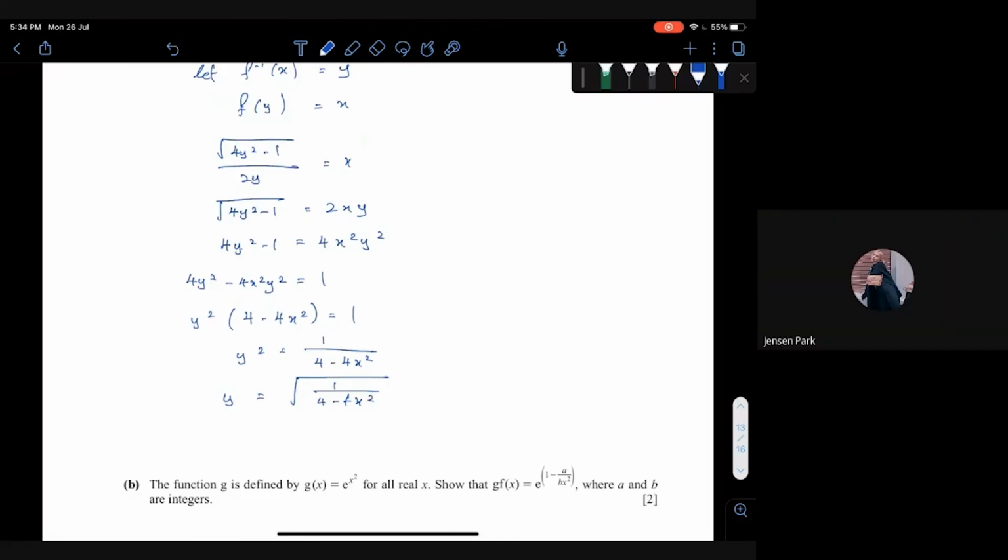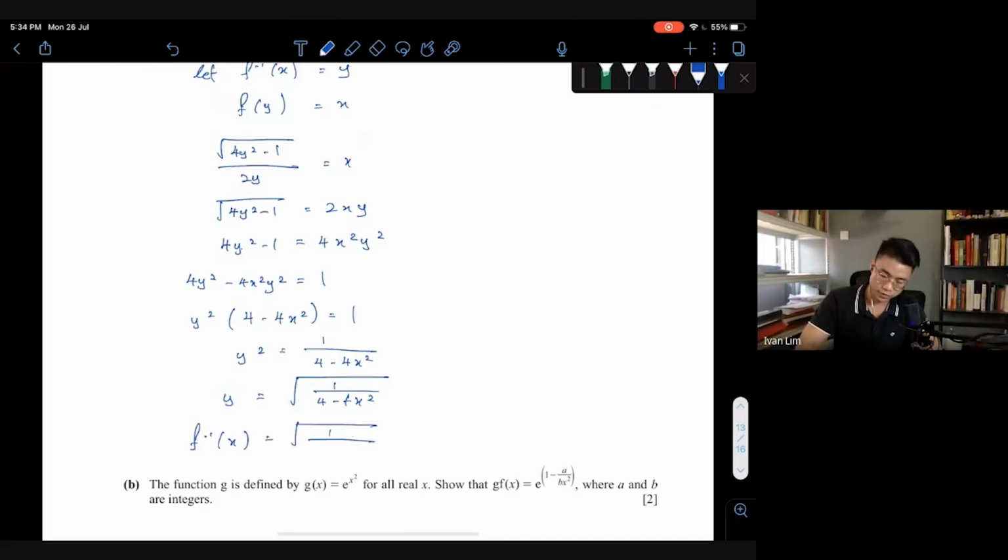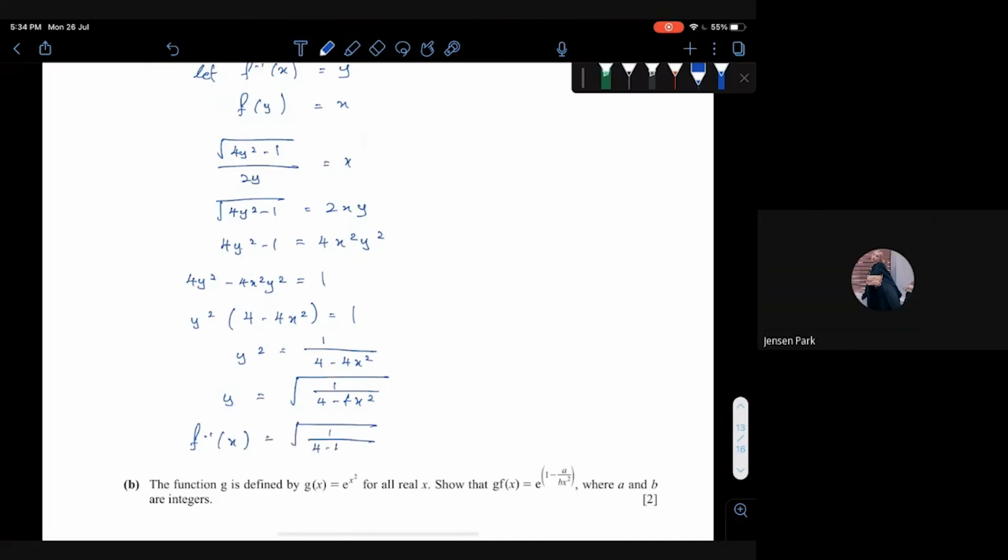Which gives your f inverse x equals the square root, same thing, square root of 4 minus 4x squared.